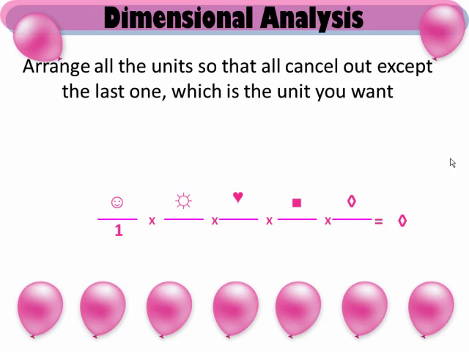Okay. So here we go. Here are my different units that I need to convert to solve. We need to get rid of the smiley face. We need to get rid of the sun. We need to get rid of the heart. We need to get rid of the cube. And the unit that I'm left with is going to be the diamond, which is the unit I wanted to have at the very end.